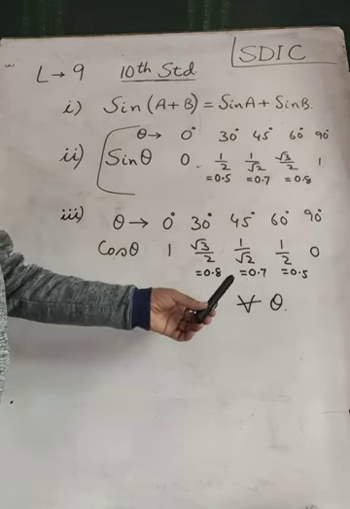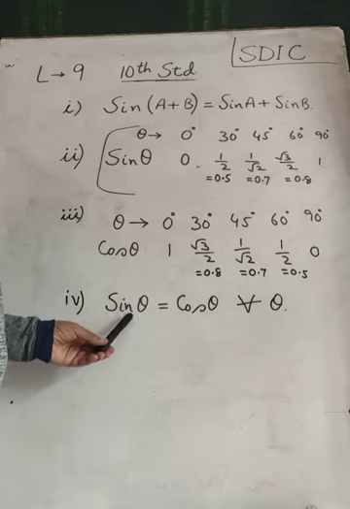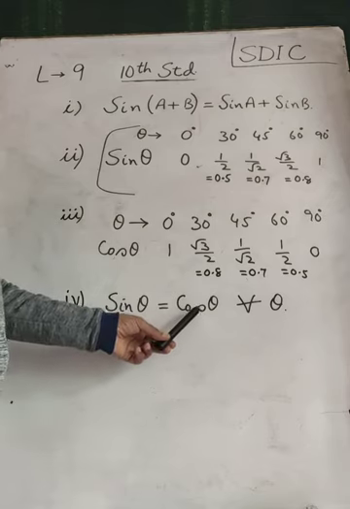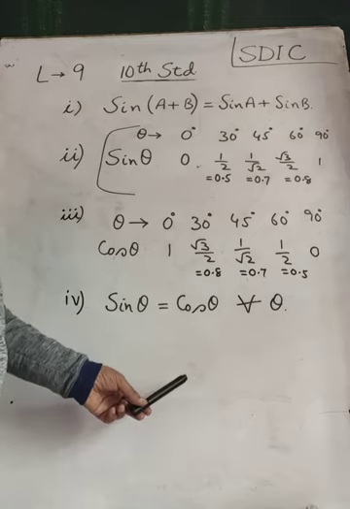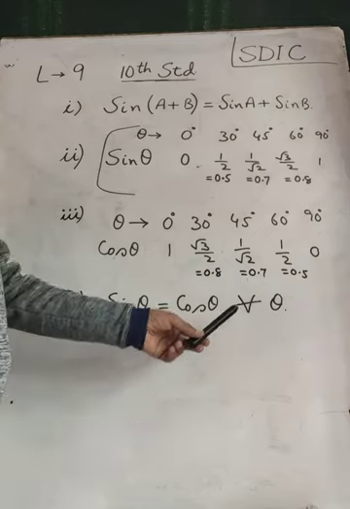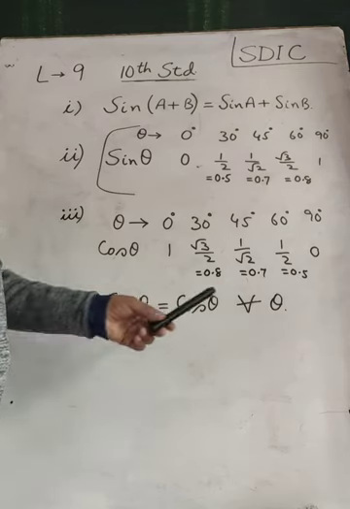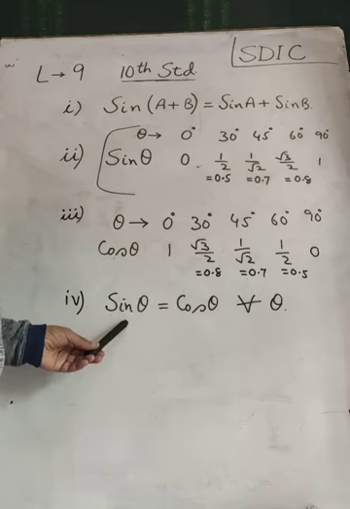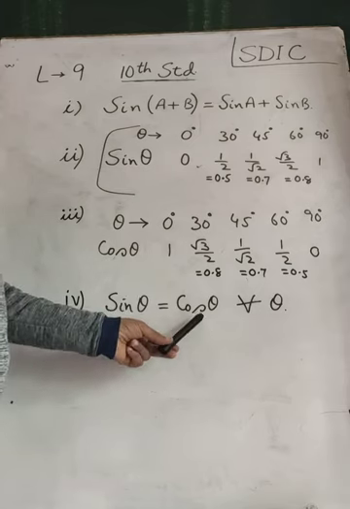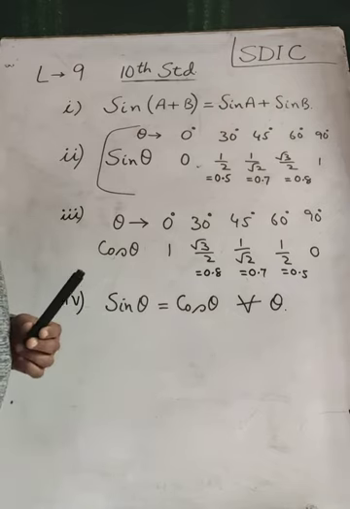Similarly, if you choose theta equal to 45, sine theta will become sine 45 and the value is 1 by root 2. Cos theta will become cos 45. Again the value is 1 by root 2. The two are equal here, for theta equal to 45 degrees. And if we choose theta equal to 60 degrees, sine theta will become sine 60, which is under root 3 by 2. Cos theta will become cos 60, which is 1 by 2. Again they are not equal.